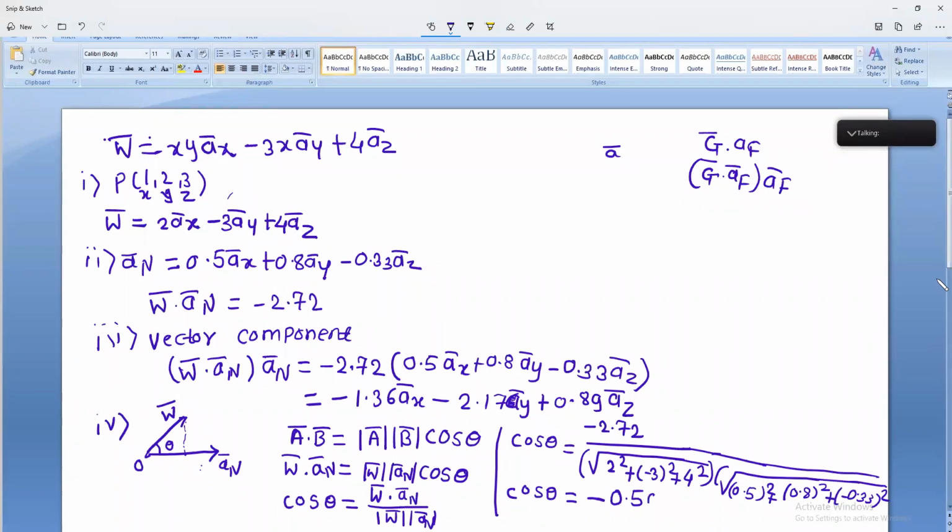Then theta is equal to cos inverse of minus 0.5. So what is theta? 120.33. Okay. So this is the angle between W bar and this A bar N. Means angle between W bar at point P and A bar N.